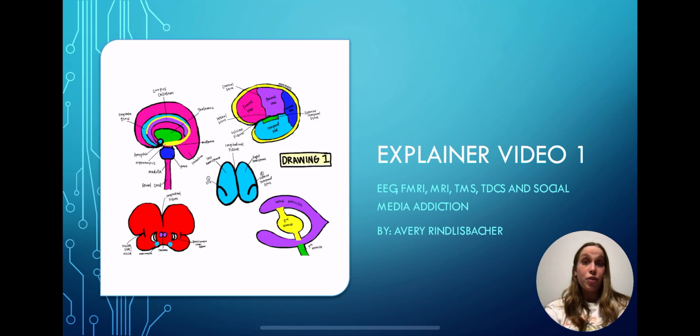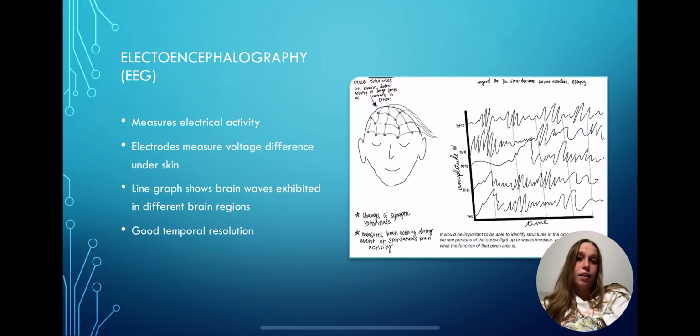The brain is powerful and full of many complex structures, as you can see on the left side of the screen. Today, we're going to talk through 5 key techniques used to study and treat all these complex areas of the brain, including EEG, MRI, TMS, and TDCS.